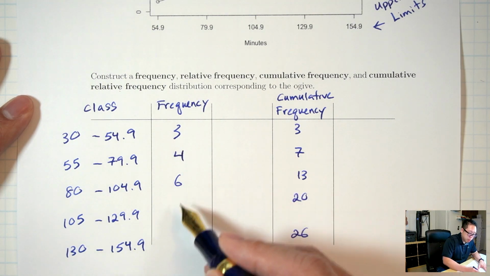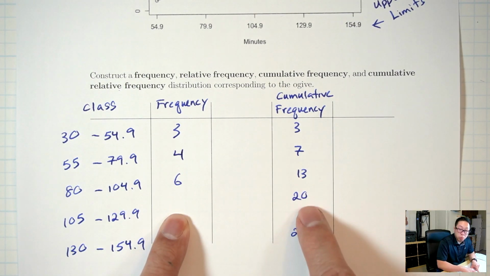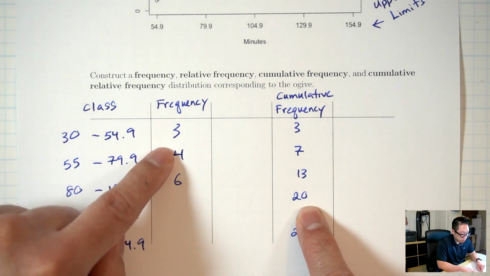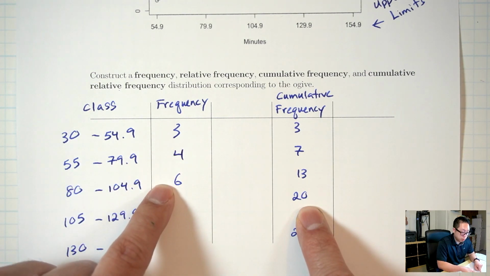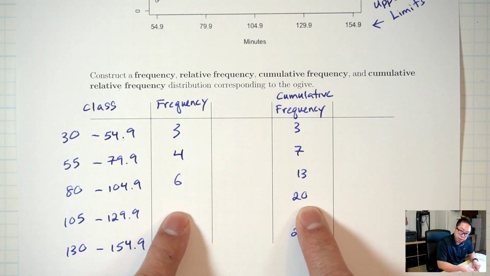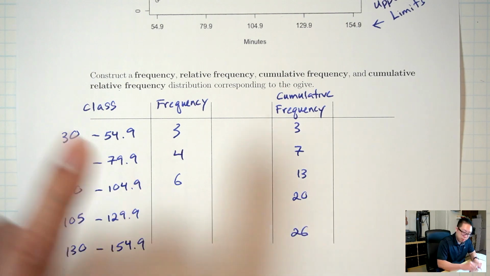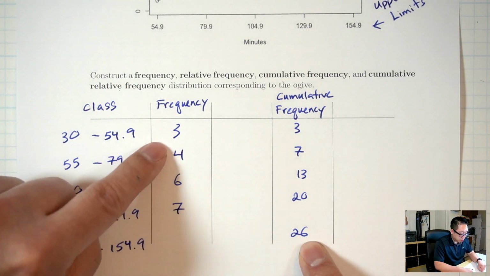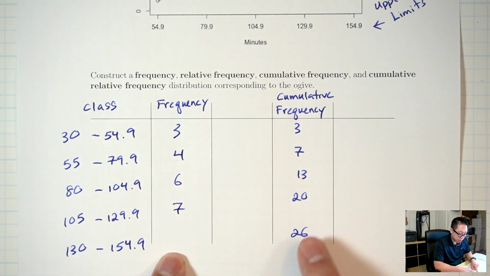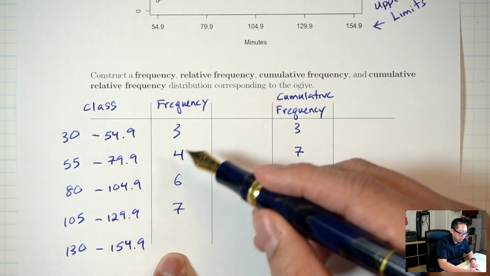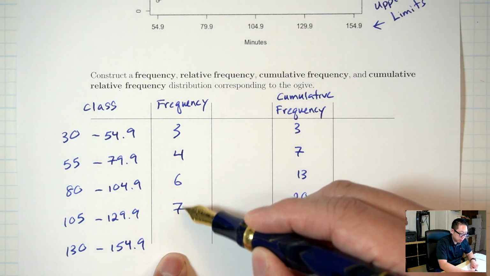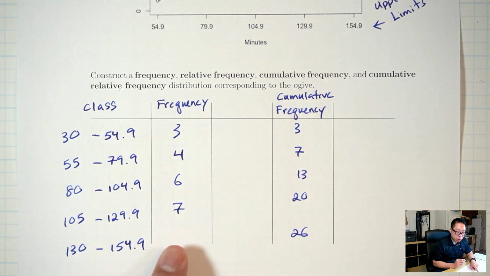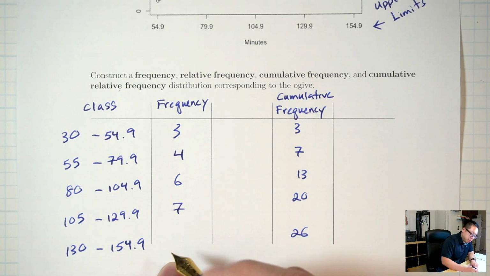3 plus 4 plus 6 plus what gets me 20? So 3 plus 4 plus 6 so far is 13. 13 plus what is going to give me 20? 7, right? And then finally, 3 plus 4 plus 6 plus 7 plus what is going to give me 26? 3 plus 4 plus 6 plus 7 together is 20. So 20 plus what missing number will give me 26? 6.